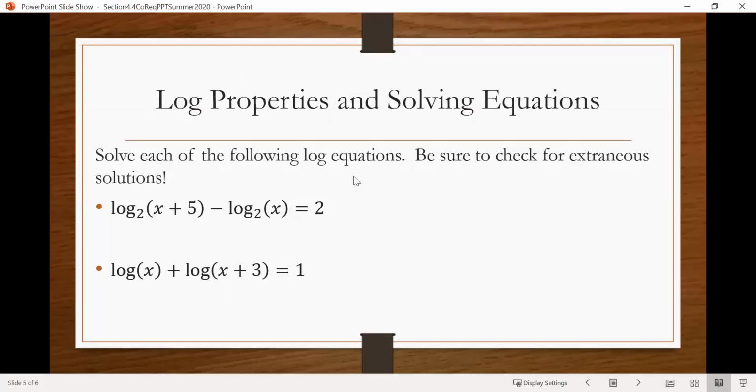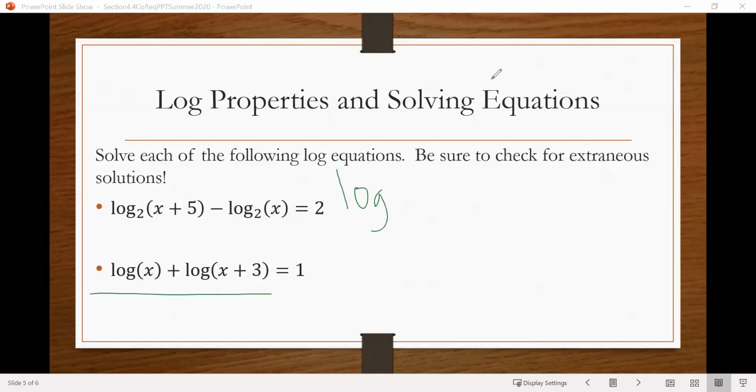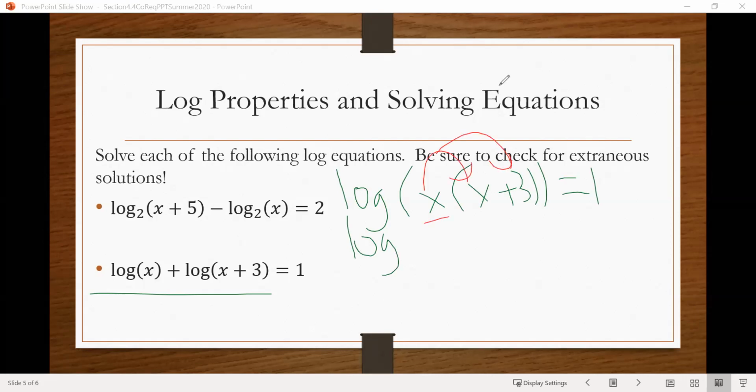So here we have log of x plus log of x plus 3 equals 1. So now we have two logs being added. And so we again use our properties of logs, which said we can rewrite that as log of the first thing, x, times the second thing, which is x plus 3, equals 1. Inside the log there, we can distribute the x on the outside of the parentheses. So this will become x squared plus 3x equals 1.